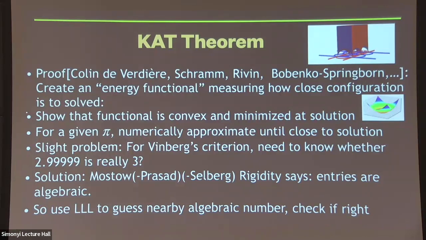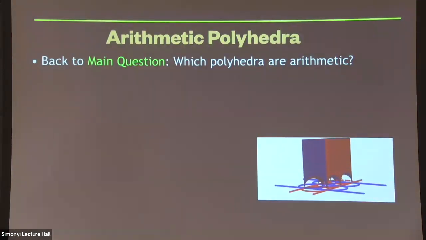Okay, so that's how, at the end, you get near snapping to a grid, and then you finally snap to the grid. And now you have the exact solution. Okay, does that make sense? So again, that leaves open the question of, let's go back to the main question. Now I've told you how to actually compute all of these things. So which ones are arithmetic?